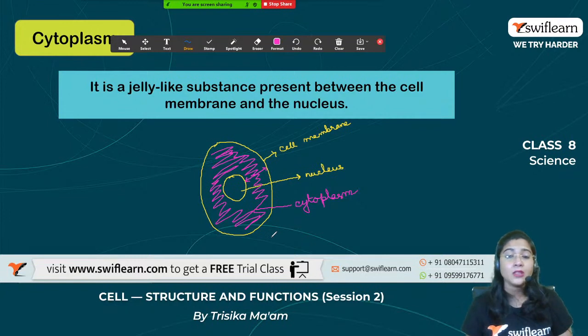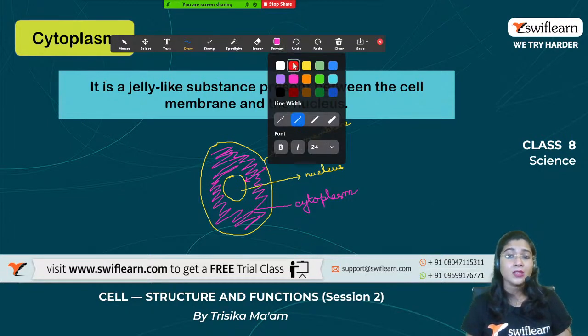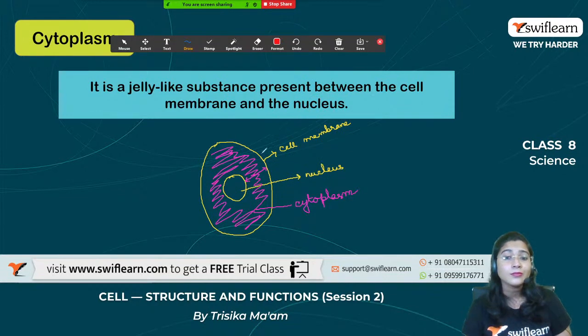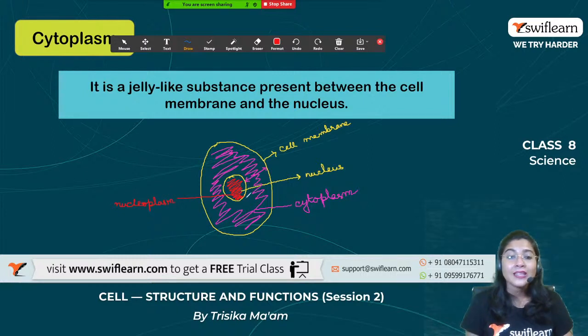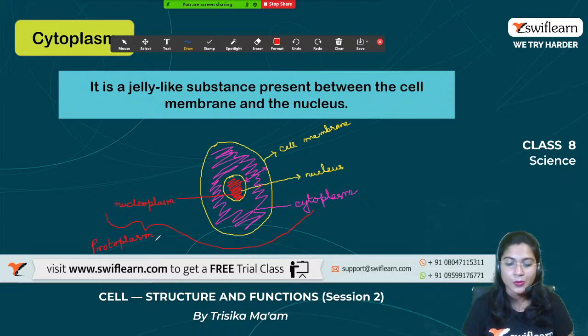Now you will ask me, ma'am, there is also some fluid inside the nucleus, which I am drawing with red colored pen. Yes, exactly. Some fluid is also present within the nucleus and we call it as the nucleoplasm. And this cytoplasm and nucleoplasm together form the protoplasm. We will again look into this.